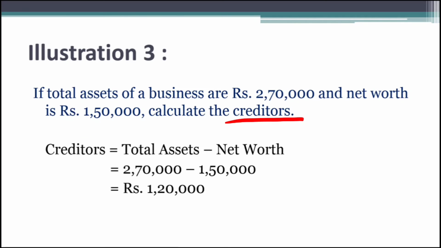Next, if total assets of a business are rupees 2,70,000 and net worth is 1,50,000, calculate the creditors, which is liability. And how do we calculate liability? Assets minus capital. Net worth is also known as capital. Okay. So 2,70,000 minus 1,50,000. Our creditors comes out to be rupees 1,20,000. It's that simple.